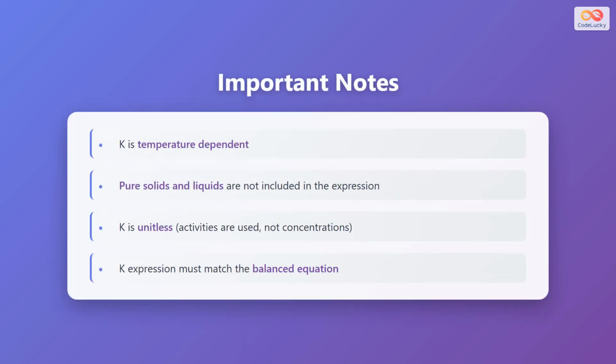There are several important points to remember about the equilibrium constant. First, K is temperature dependent, meaning its value changes if you change the temperature. Second, pure solids and pure liquids are not included in the K expression because their concentrations remain essentially constant. Third, K is technically unitless because we actually use activities rather than concentrations in the true thermodynamic expression. Finally, the K expression must match the balanced equation. If you change the coefficients in the equation, the K expression changes accordingly.